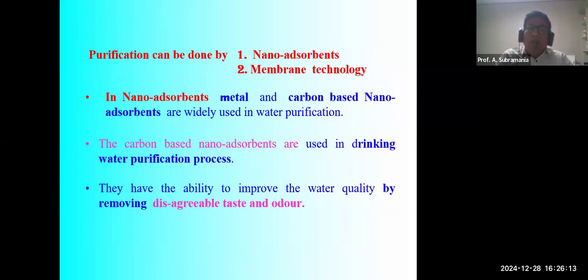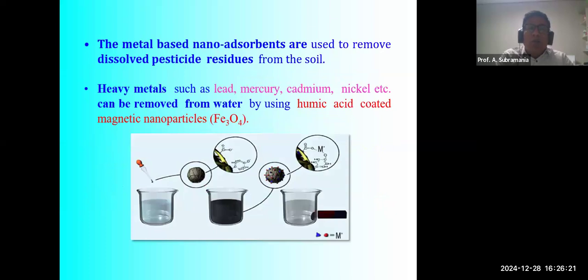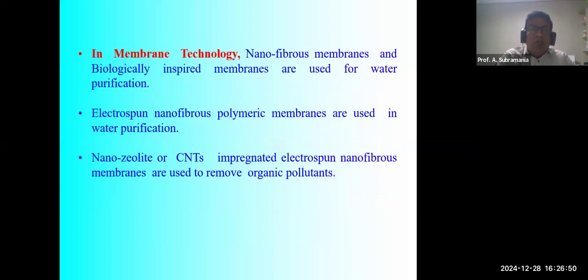They have the ability to improve the water quality by removing disagreeable taste and odor. Then metal-based nanoadsorbents are used to remove dissolved pesticides, pesticide residues from the soil. Then heavy metals such as lead, mercury, cadmium, nickel, etc. can be removed from water by using humic acid coated magnetic nanoparticles. By using this, we can remove the heavy metals from the water.